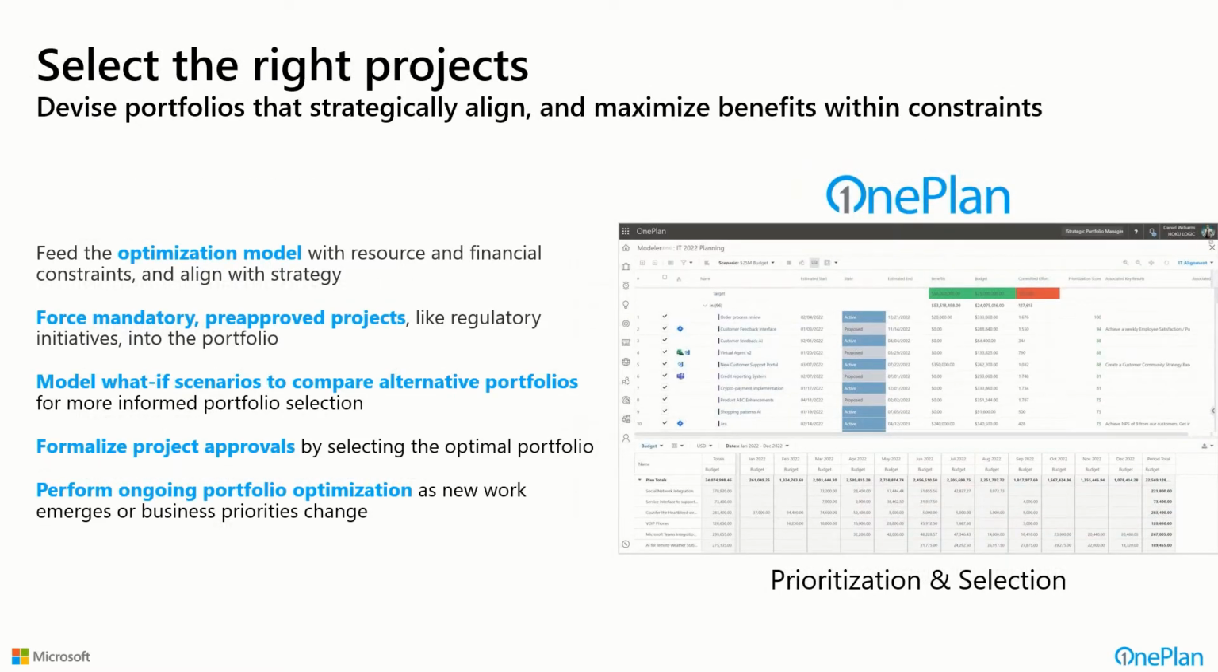So from a benefit perspective, it's really devising a portfolio that strategically aligns and maximizes the benefits within the constraints of the organization. So you feed this optimization model with resource and financial constraints. You can force mandatory and pre-approved projects in and choose what to select in there, and model what if scenarios to compare alternative portfolios. And then you can formalize this by putting this into your ongoing process and do this on an iterative ongoing basis.